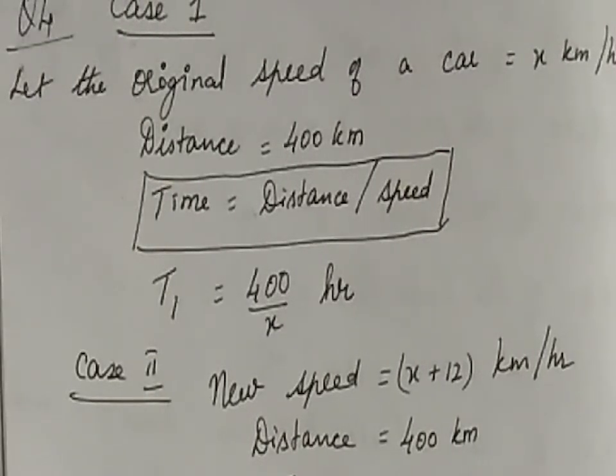Exercise 6C. See the question number 4. A car covers a distance of 400 km at a certain speed. Had the speed been 12 km per hour more, the time taken for the journey would have been 1 hour 40 minutes less. Find the original speed of the car.